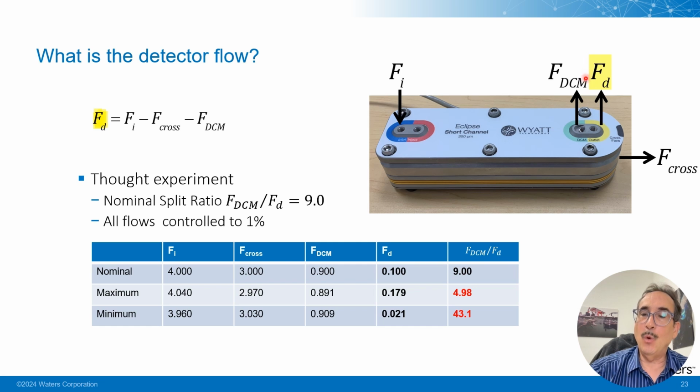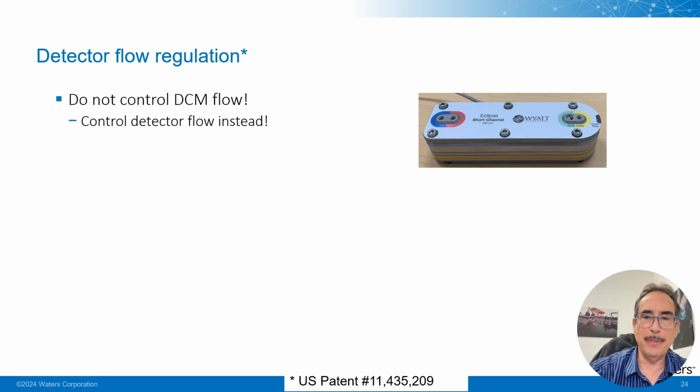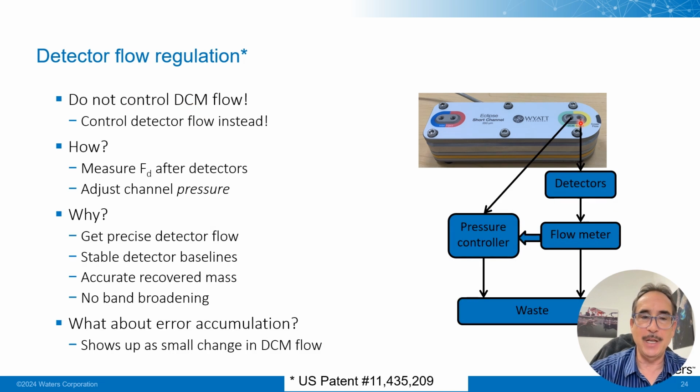In fact, what we really want to do is we want to control the detector flow. So let's do that. And this is the control mechanism that we came up with. So don't control the DCM flow. Control the detector flow. And how do you do that? The analytical instrument chain is on the detector flow. So here's a little cartoon. The sample comes out through the detector port and it's going to go into the detector chain.